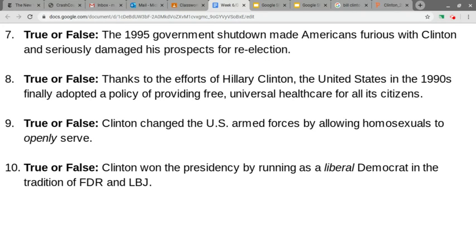True or false? Clinton changed the U.S. Armed Forces by allowing homosexuals to openly serve. The word openly is in italics because that's false. He implemented a policy that at the time was fairly progressive. It was called Don't Ask, Don't Tell, which basically meant, by all means, if you're gay, you can be in the military, but don't tell anybody about it. And if you're in the military, don't ask.